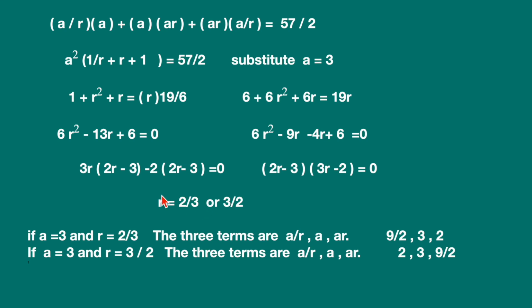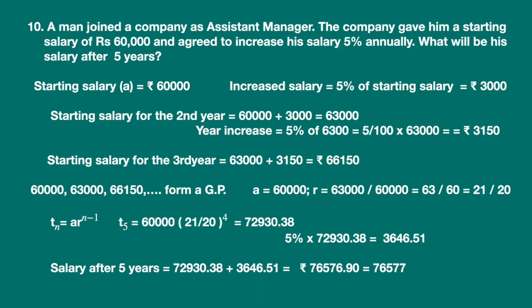So let us take the first case. If R is 2 upon 3. A we know is fixed. It is 3. R is 2 upon 3. Substitute in this here and you'll get the 3 terms as 9 upon 2, 3 and 2. Then take R as 3 upon 2 and substitute here. And you'll get 2, 3, 9 upon 2. So these are the 3 terms.